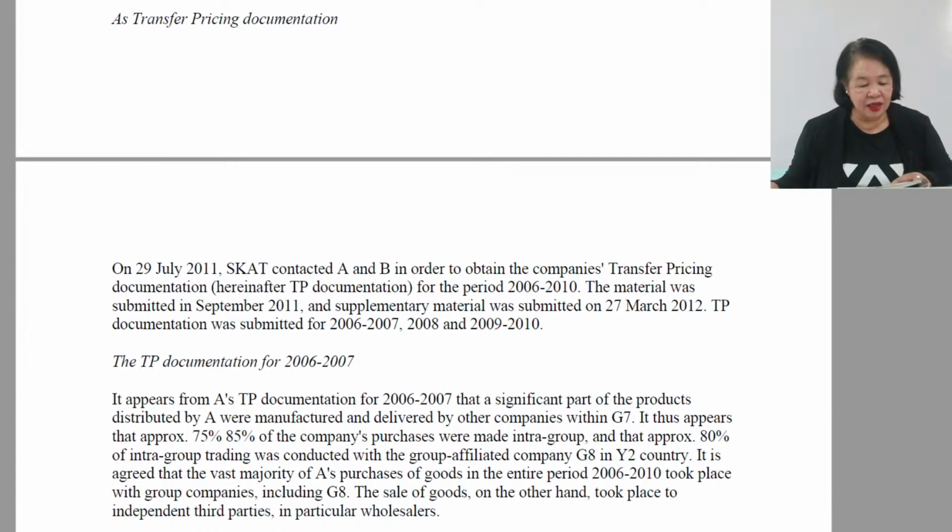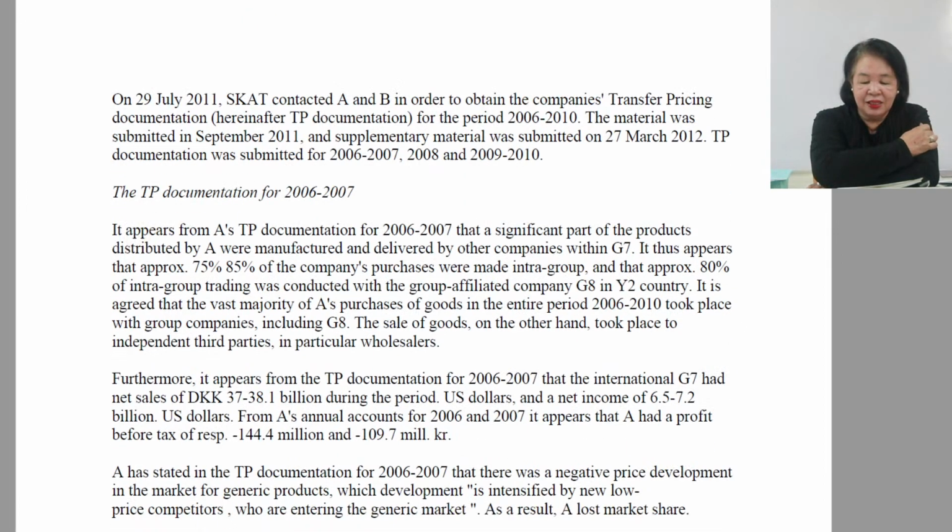So, on July 29, 2011, SCAT, this is the tax authority of Denmark, no? Until its dissolution on July 2018. Dinisolve na to, no? Yung tax authority of Denmark. Okay. On July 29, 2011, SCAT contacted A and B in order to obtain the company's transfer pricing documentation.